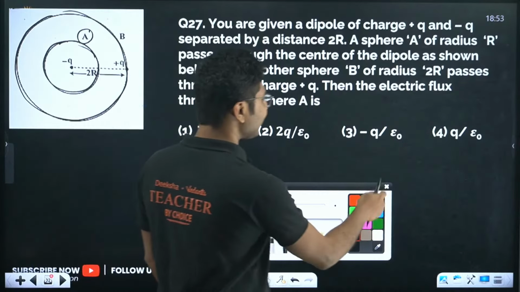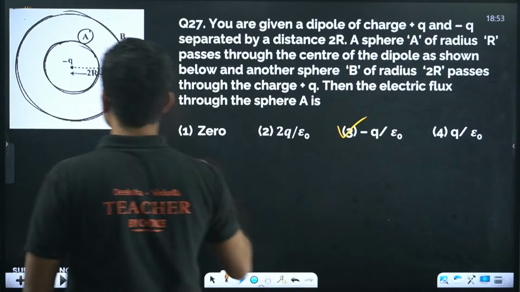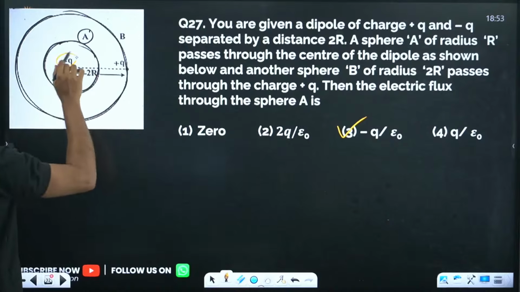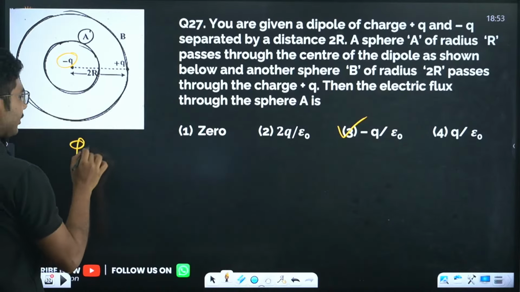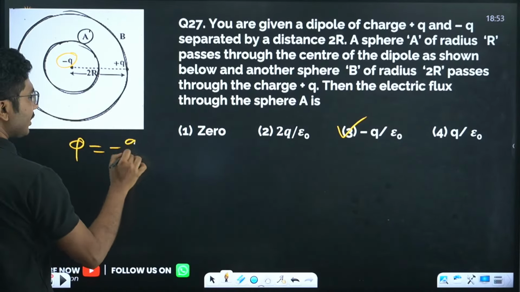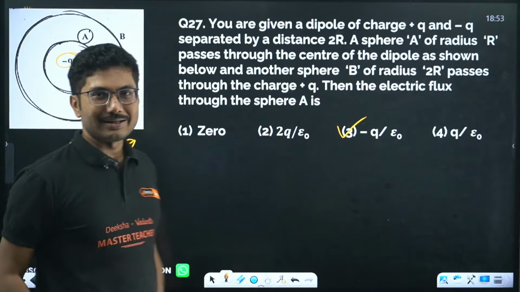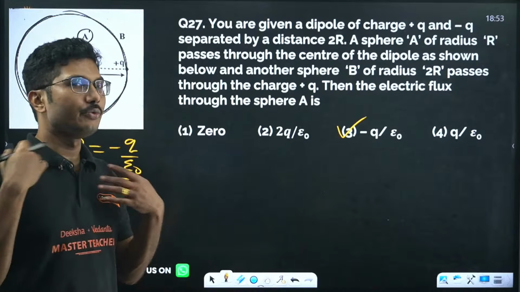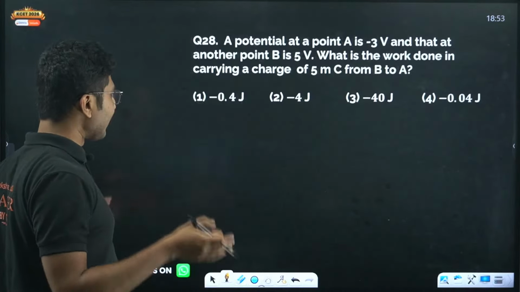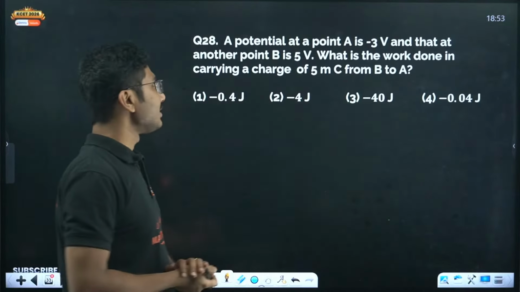So those who have answered 3 are correct. Here only minus q is inside the sphere. So the flux, according to Gauss's law, is charge enclosed divided by epsilon naught. Only charge enclosed, we will not consider anything else. Whatever is outside, we are not bothered with it. Whatever is inside, that we have to consider.